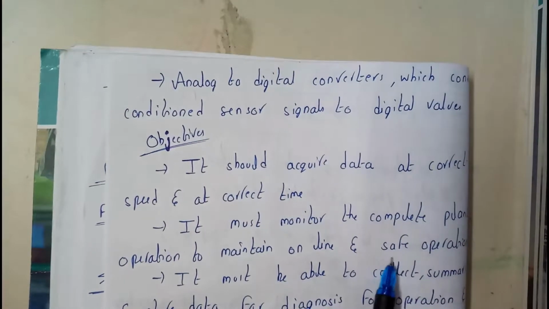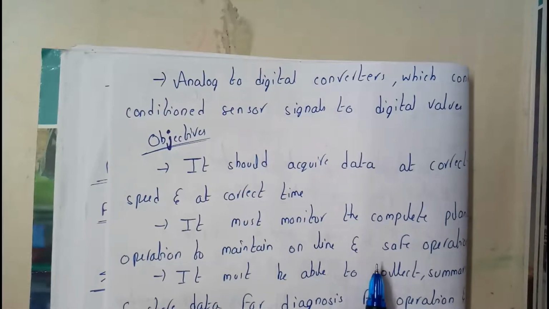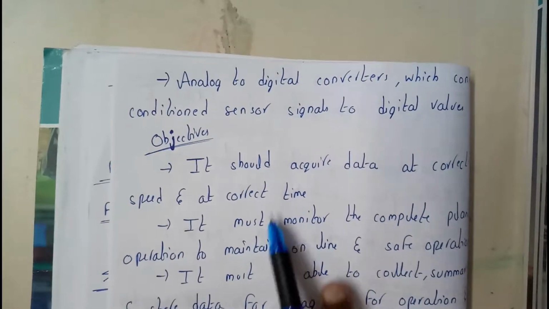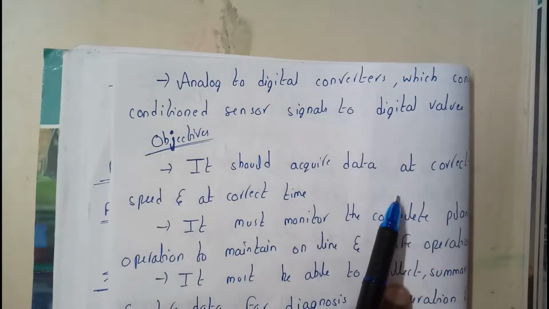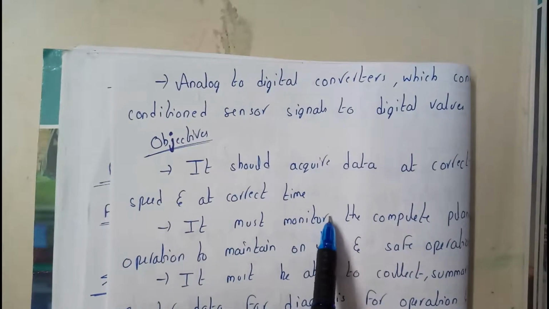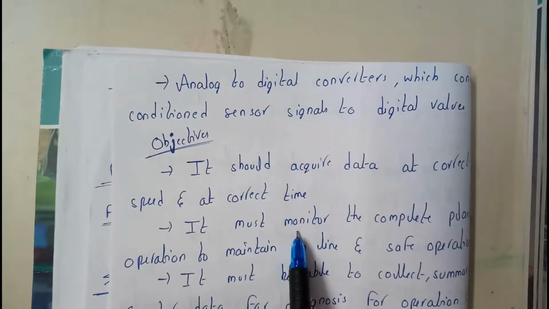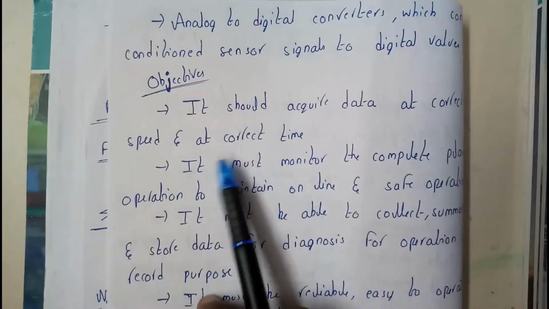Now let us go through the main objectives, that is, what it should do and what it should have. It should acquire data at the correct speed and at the correct time. It should recheck the data every nanosecond or millisecond or second, and its checking or rechecking of values should be really fast.